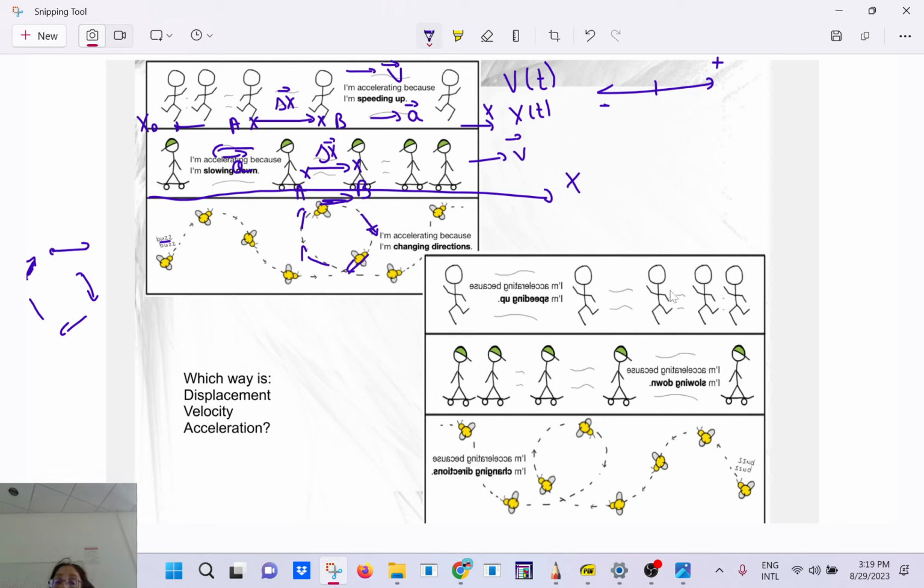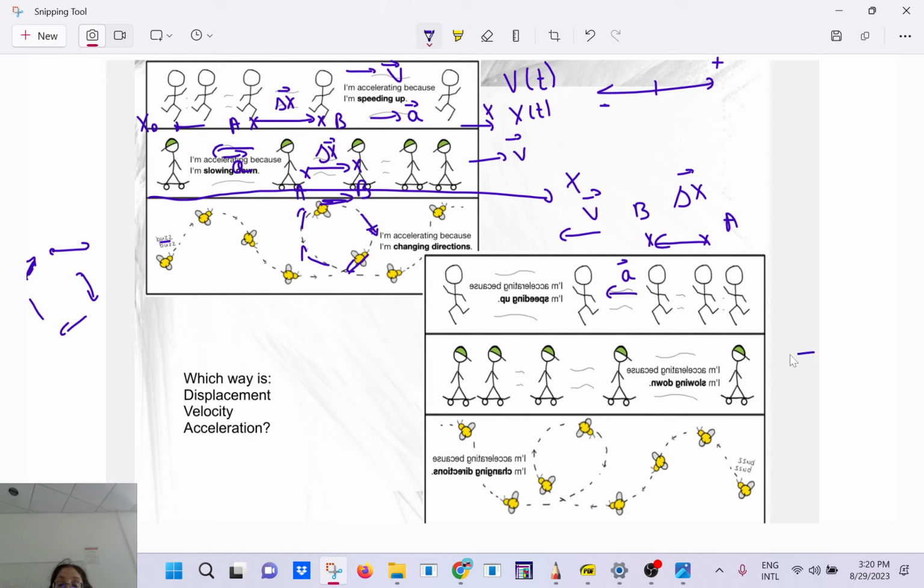But now let's look at this one. Where is the displacement? To the left. So it's going to be negative. It's moving to the left. So velocity is also negative. The acceleration is negative because he's being pushed to the left. However, what about that?